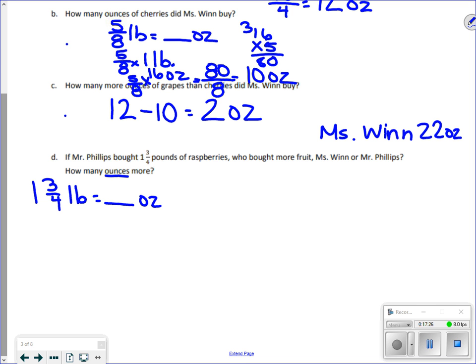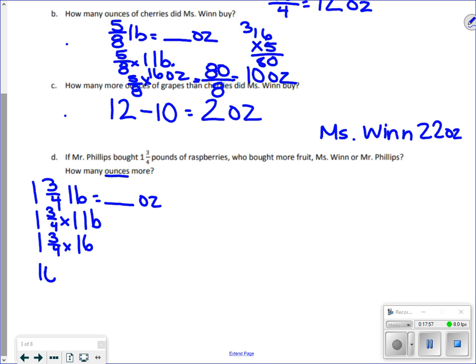Now, there's more than one way to do it. The way that I did it does not have to be how you did it. Like I said, we found 4 different ways to do it. So the way that I did it was I did 1 3/4 times the 1 pound, 1 3/4 times 16 ounces. This does not have to be how you did it, as long as you got the right answer.